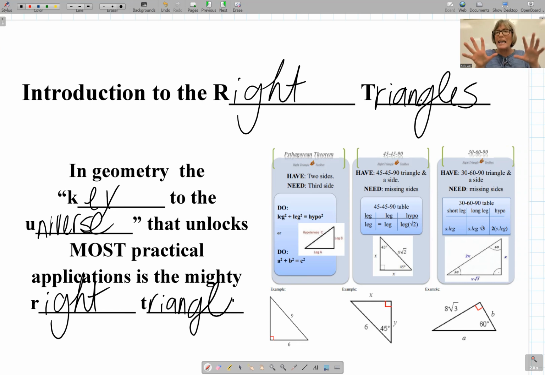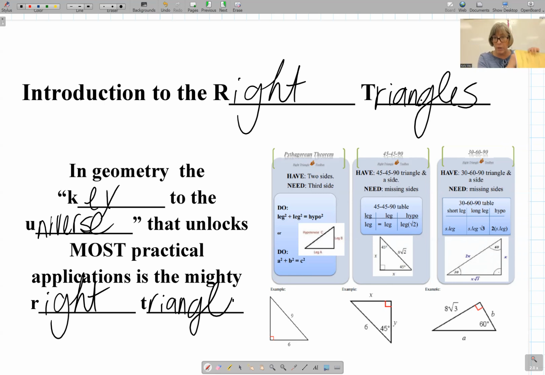Right triangles unlock hundreds, thousands of practical applications. There are 5 tools you're going to need to memorize over the next 2 weeks. These tools are in your reference booklet, and there is a cardstock page in the middle of your reference booklet that looks like what this page looks like.